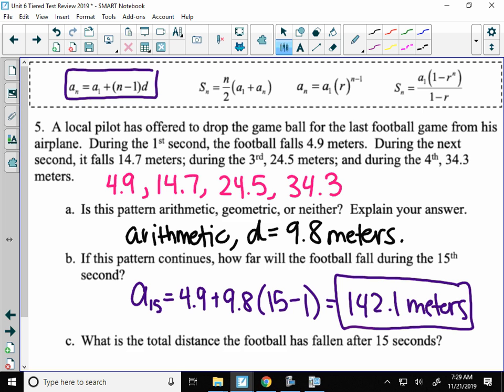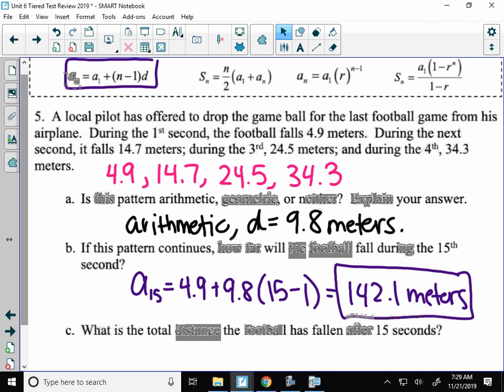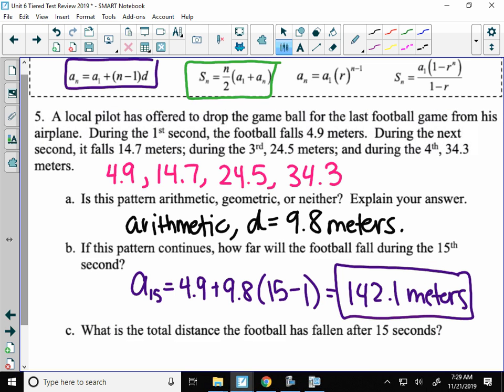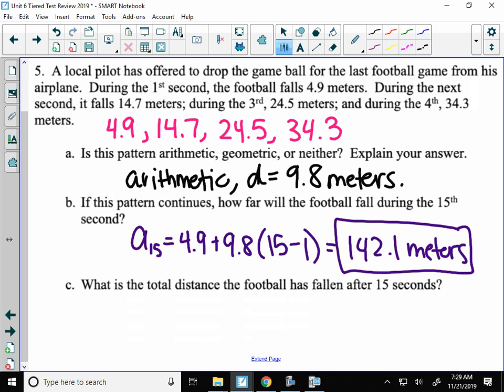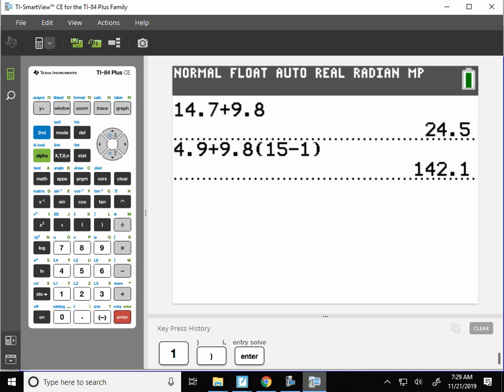Now, what's the total distance the football has fallen in those 15 seconds? Well, that uses the series formula, S sub n. I have all of the information I need. I'm finding the sum over those 15 seconds. N is 15. We're adding up 15 seconds worth. The first term is 4.9. And then the a sub n, that 15th second term, is 142.1. All you have to do is type that into your calculator, and then you are all set.